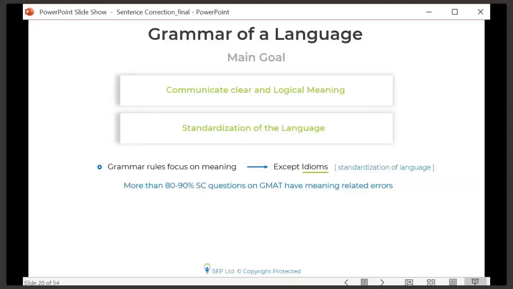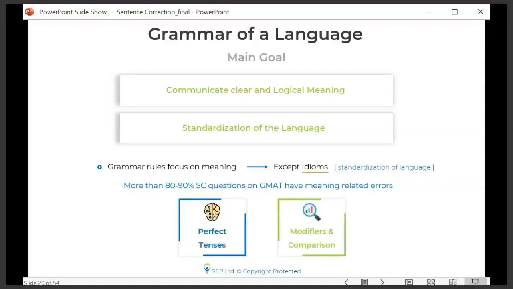So without delving into details of any topic, what I'll do next is I will take up one topic at a time and show how the meaning-based approach can be used to solve questions related to that topic. Some of the most troublesome topics that students face are related to the perfect tenses, okay, and related to the modifiers and comparison. So we will do one of each of these three, and we will see how the meaning-based approach works, okay? So far, are you guys with me?